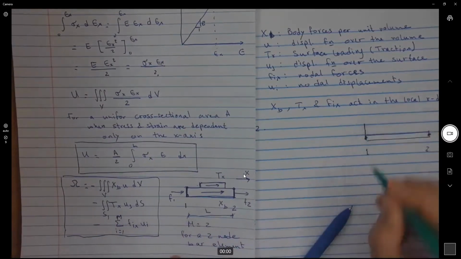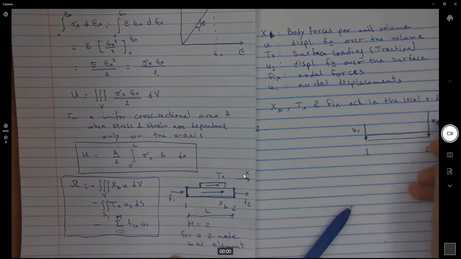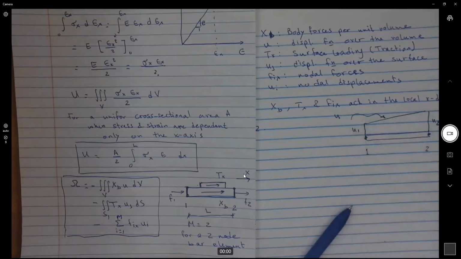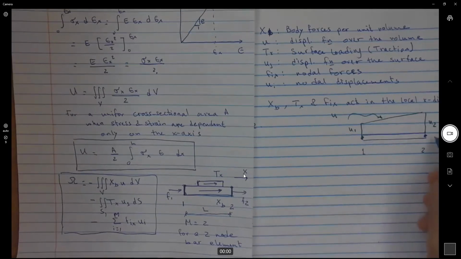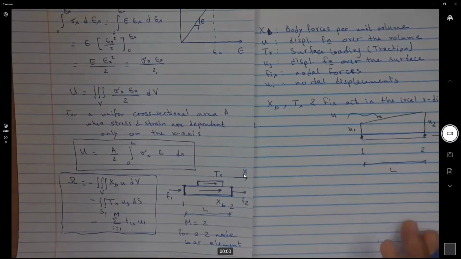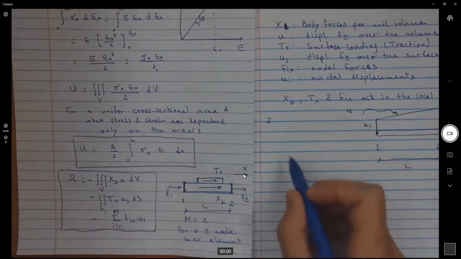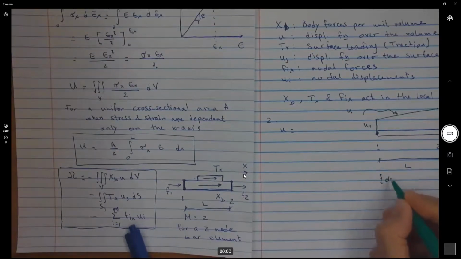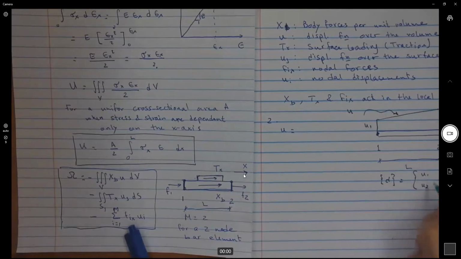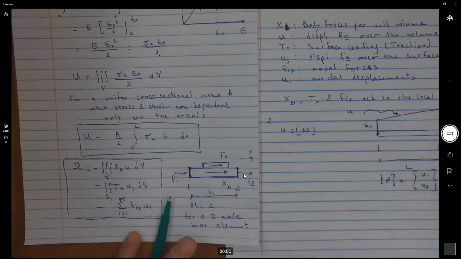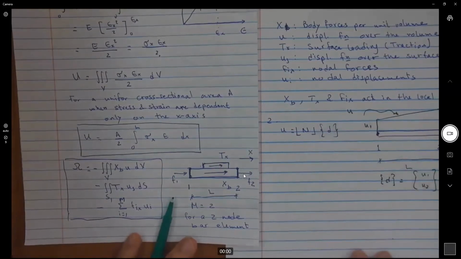At node 1, I have a displacement U1, and at node 2, I have a displacement U2, as we've done before. And we came up with this function, U, that gives us the displacement along the length of the bar as a function of X. So this bar element has a length L and is oriented in the X direction. We were able to express U in terms of the nodal displacements. Now, these nodal displacements, U1 and U2, we call them D, where D is equal to a column matrix of U1 and U2.